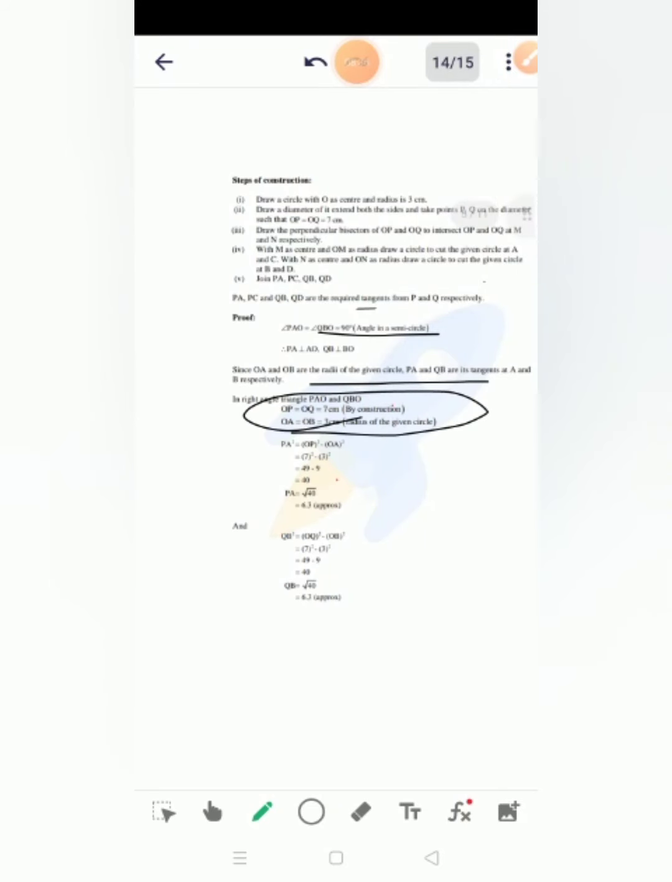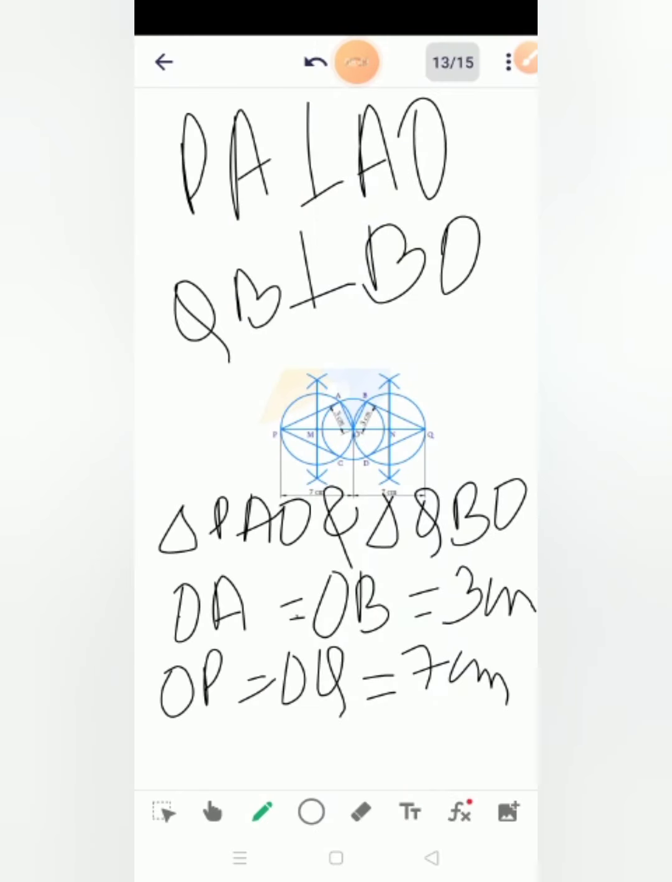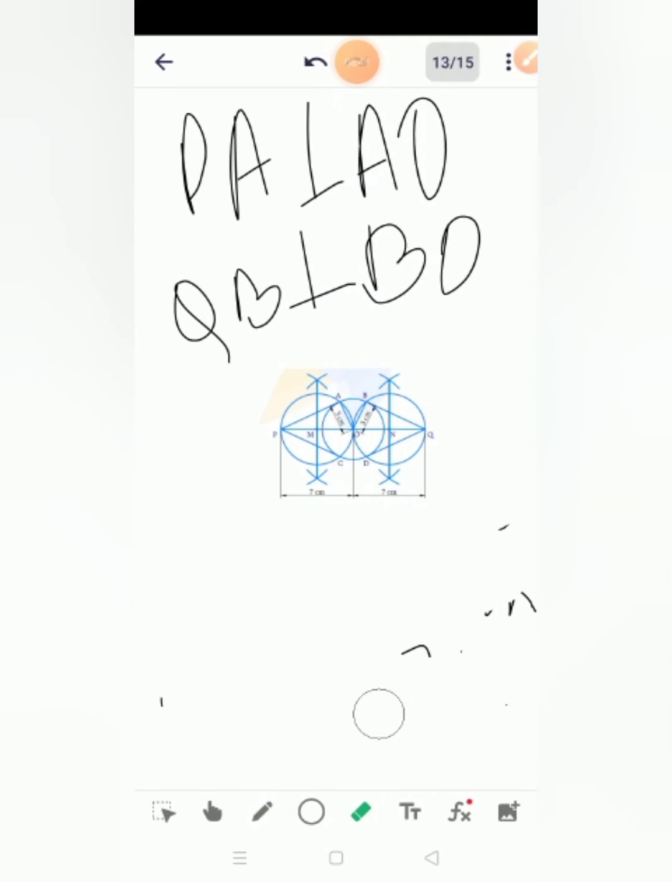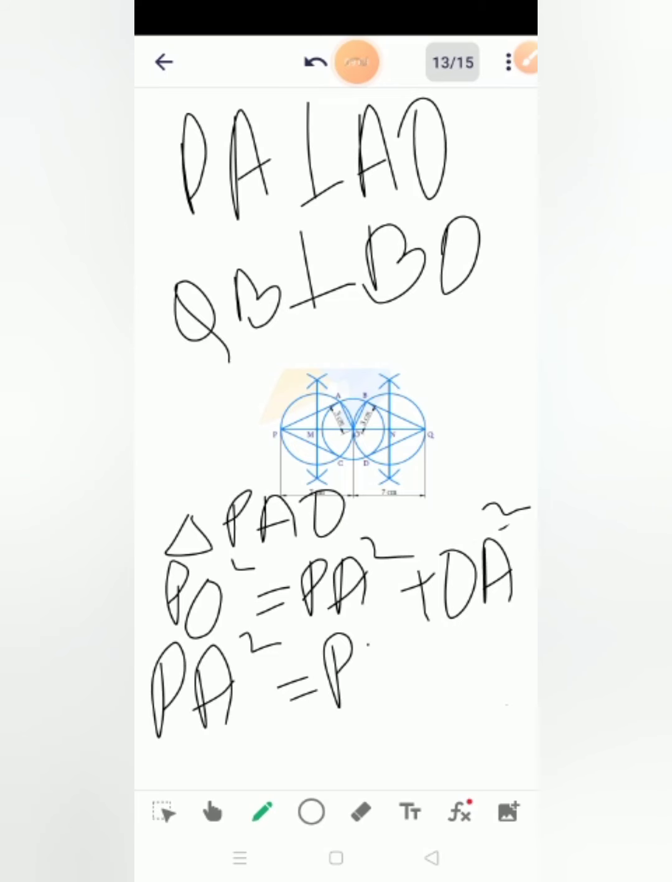After this, you need to take the Pythagoras theorem again. In triangle PAO, you take the Pythagoras theorem: PO square will be equal to PA square plus OA square. Now from here we need to find PA square. PA square will be equal to PO square minus OA square.